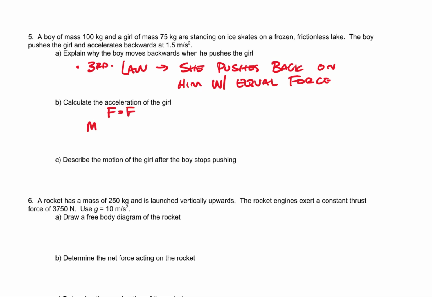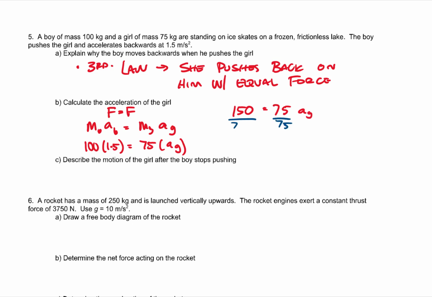Calculate the acceleration of the girl. Well, I know those forces are equal. So the mass of the boy times the acceleration of the boy is equal to the mass of the girl times the acceleration of the girl. So we have 100 kilograms, mass of the boy, times 1.5 meters per second squared, acceleration of the boy, equals mass of the girl, 75, times her acceleration. So 150 is equal to 75 times the acceleration. Divide both sides by 75. And her acceleration comes out to be 2 meters per second squared.